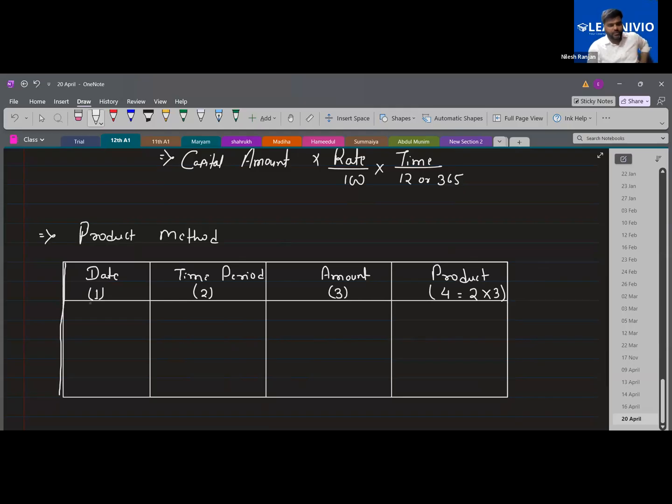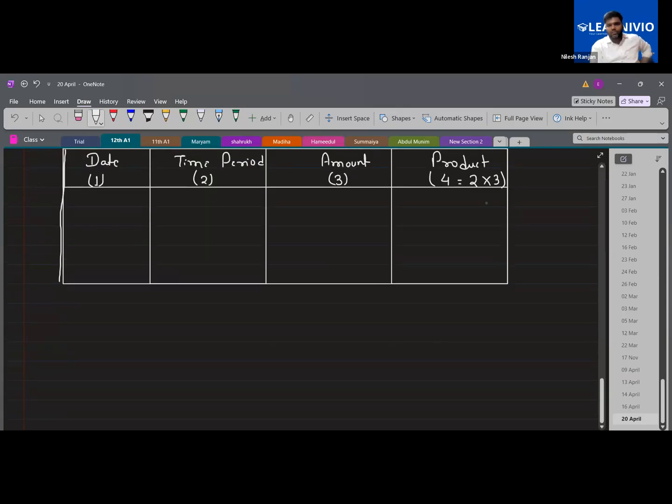This is our table. So whatever date of change is given in the question, you will write all the dates of change here. Then the time gap between two dates of change will be written here. Amount will be written here, and amount will be multiplied with this time period and written in product form. Now, after calculating all the products, you will calculate the total product here. And then on this total product, you will use the formula of interest.